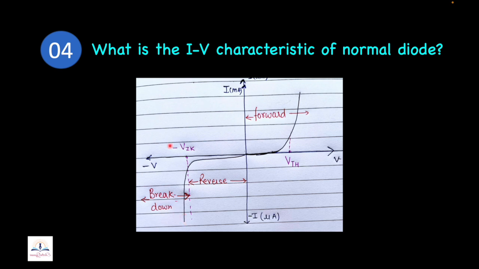So in this IV characteristic of the normal PN junction diode, we have seen that there are three regions: breakdown region, reverse bias region and forward region. In the reverse region, the current is measured in microamperes, while in the forward region, current is measured in milliamperes.